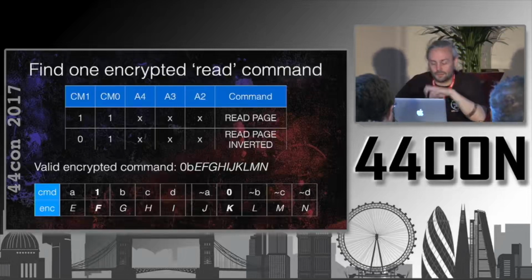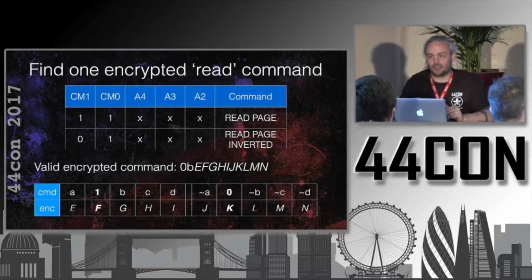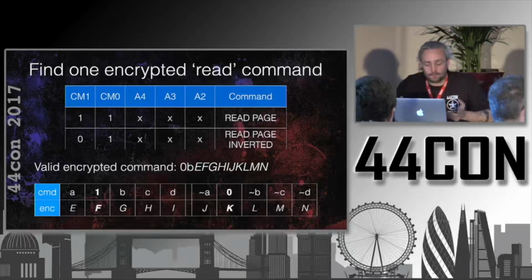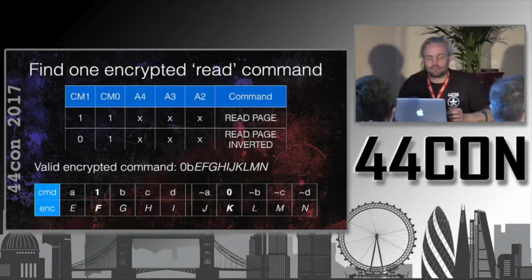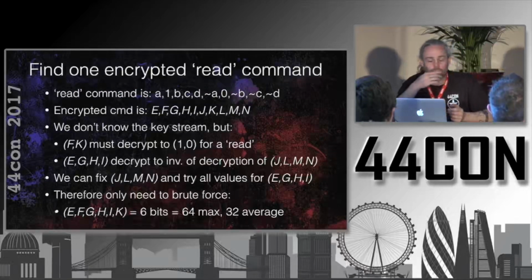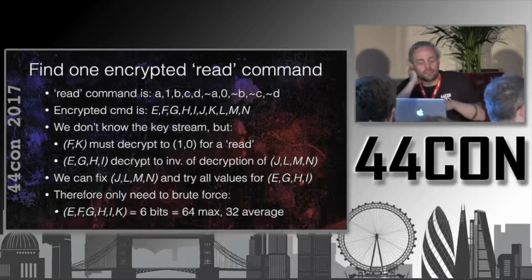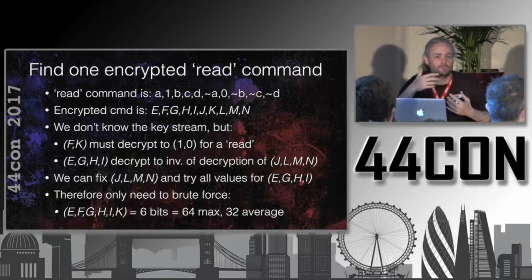If we know that bit F of the encrypted command is going to decrypt to 1, and bit K is going to decrypt to 0, because the second half is the bit inverted version of the first half, and J, L, M, and N will decrypt to the inverse of what E, G, H, and I decrypt to, then we can actually hold J, L, M, and N as zeros, for example, or any values that we particularly like, and then we can brute E, G, H, and I until we find something that matches when they're both decrypted.